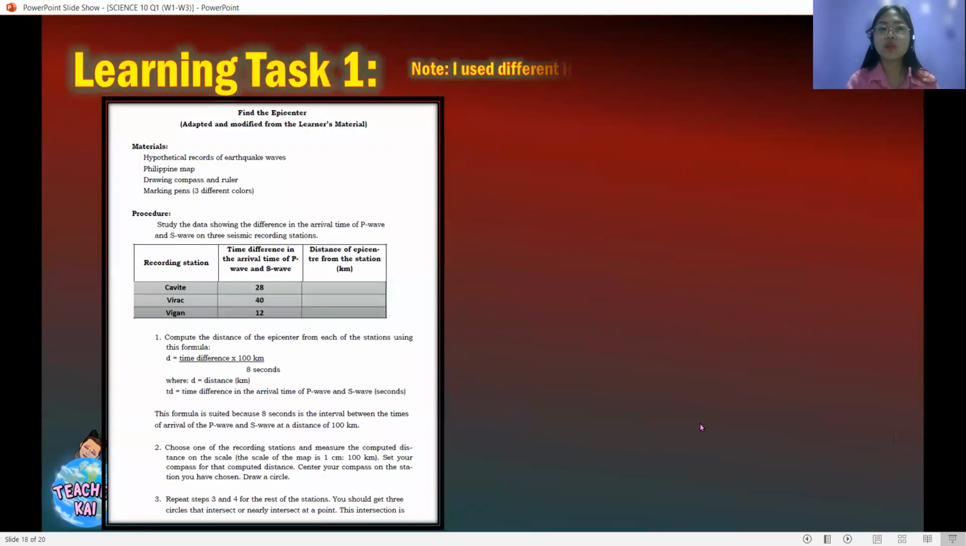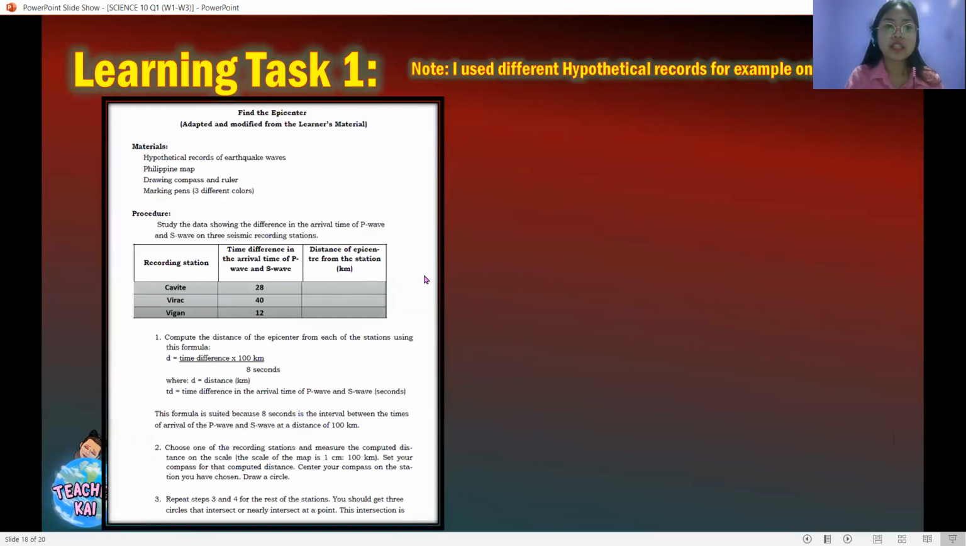Okay, so now let's go with the learning task 1 of your module. So go to your module, and we will be going to discuss your learning task 1. So note, no, gumamit ako ng ibang hypothetical records, for example only. Okay? Kung makikita ninyo dito, hindi ito yung nasa module ninyo na given. Baka kopyahin ninyo lang. Hindi yan. Itong given na to ay ginawa lang natin for sample purposes.